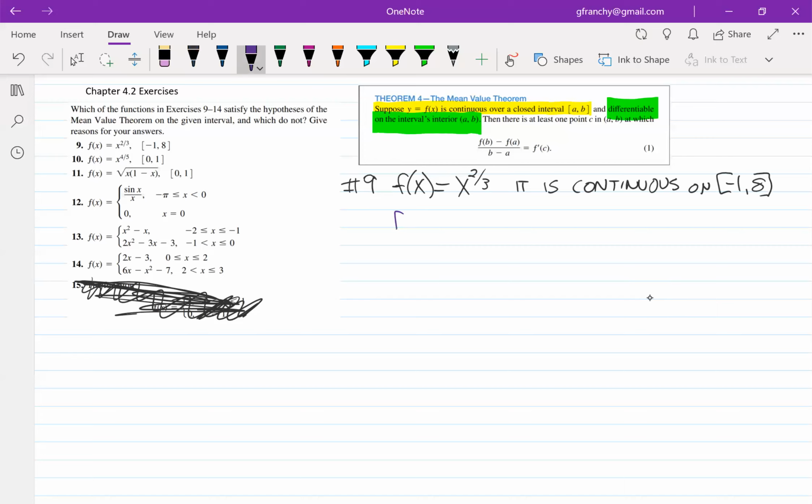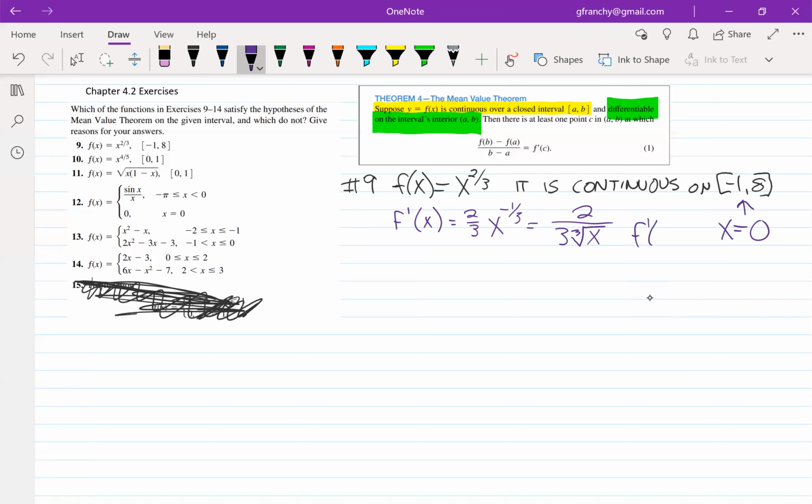But if we take the derivative of it, that's going to be 2/3 x to the negative 1/3. I just want to rewrite this as such. Now we see that we have an issue here. It's not an issue because of the cube root, it's an issue because our variable is in the denominator and x equals 0 falls on that interval.